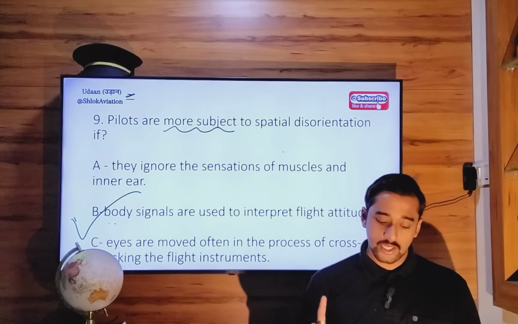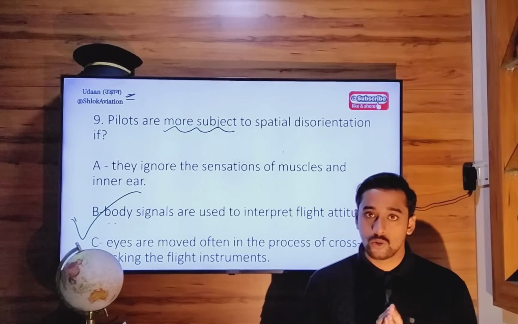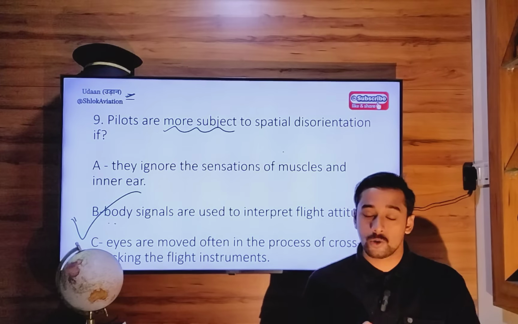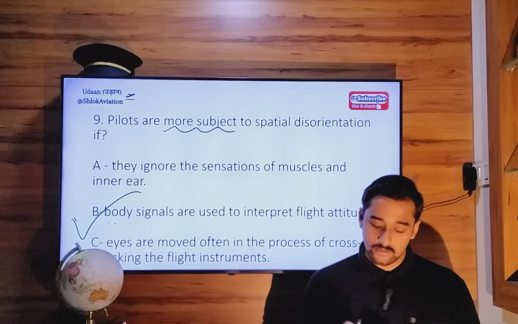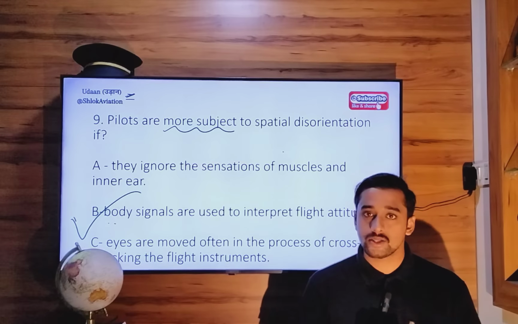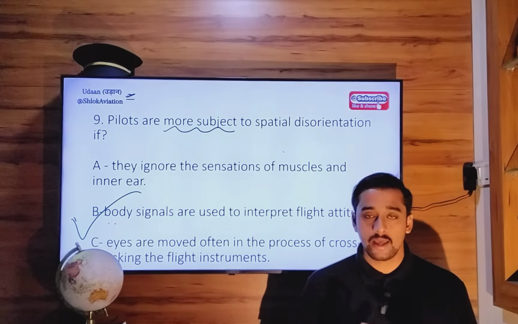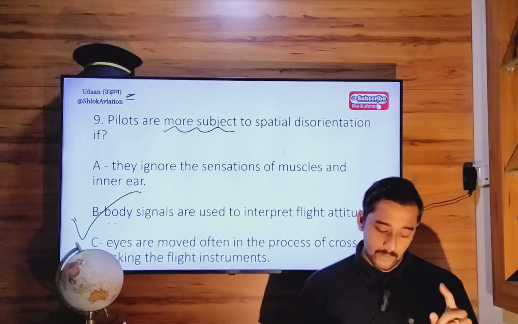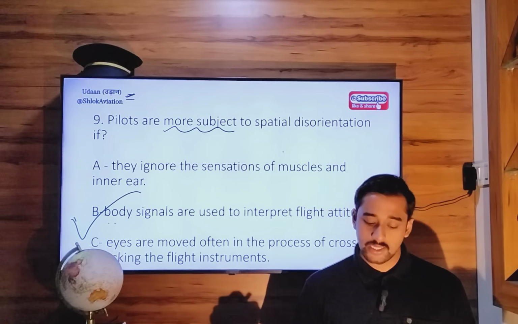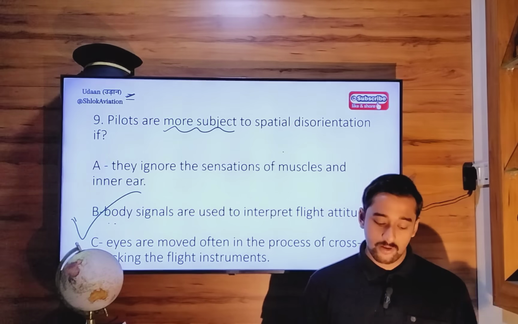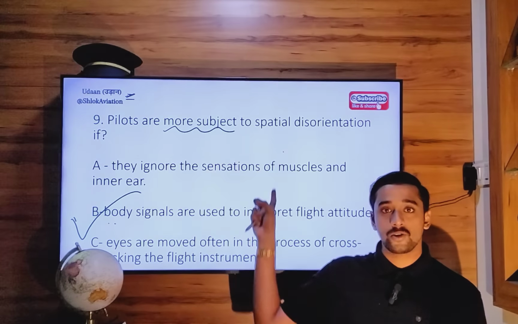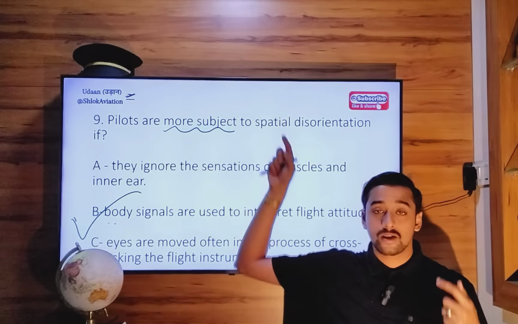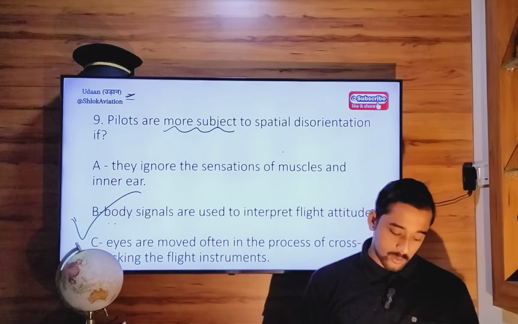So ignore the sensation of muscles and inner ear to avoid or to curtail spatial disorientation, and move your eyes so as to cross-check flight instruments, interpret that information and control your aircraft. But do not listen to your body signals. If you rely on your body signals or sensations to control your aircraft, you will get spatial disorientation, confusion in the brain. So option B is the correct option.